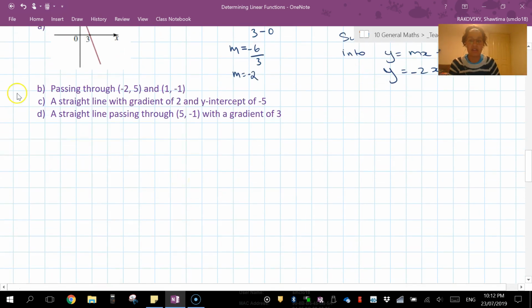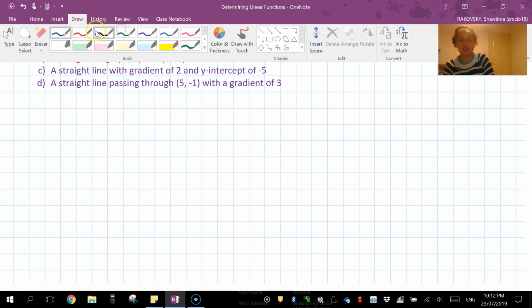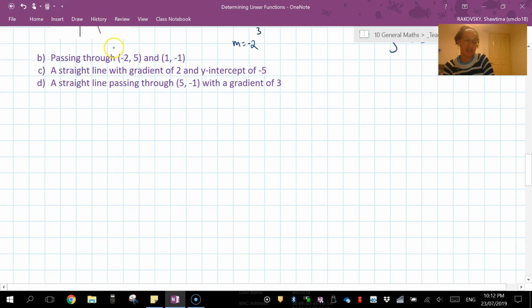So here is b here. B is passing through 2 points, and the first thing you want to do is assign them some letters, so x's and y's, and make sure that you've got x1, x2, and y1 and y2. So I'm going to call these my first pair, so x1, y1. Notice that the ones are relating to the first coordinate pair, and then the second one will be x2, y2. It's not xx or yy, each one of these is an ordered pair. So the line is passing through those 2 points.